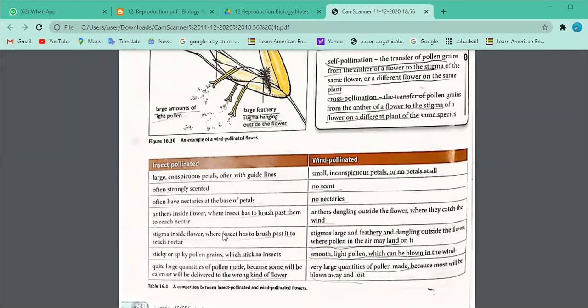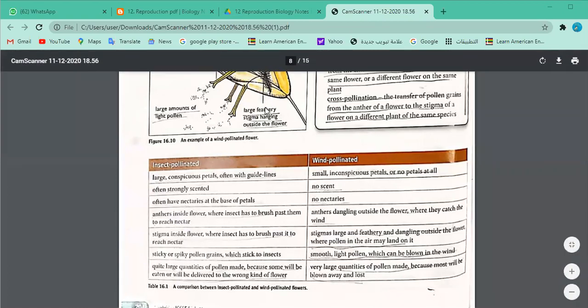That is very important for you. In insect pollinated flowers, anthers are inside the flower. In wind pollinated flowers, the anthers are dangling or hanging outside the flower, and the stigma is outside as well. And the stigma, as you can see here, is a little bit feathery. It's just like a brush, where it can easily trap most of the pollen grains. The stigma here is sticky, while the pollen is smooth and light, which can be blown in by the wind.